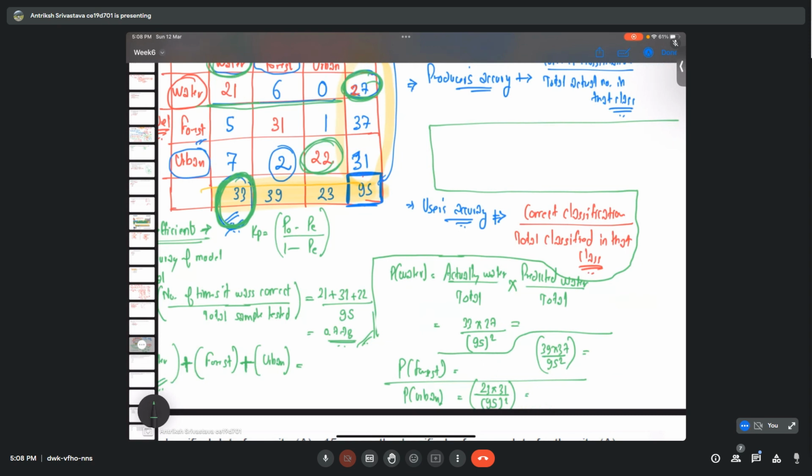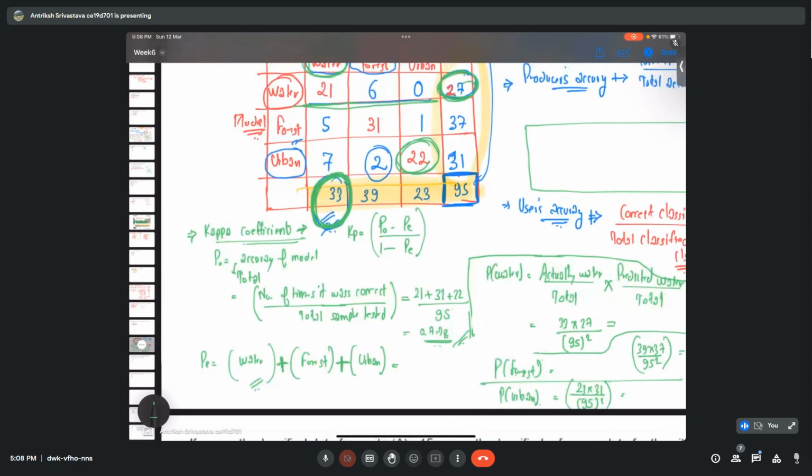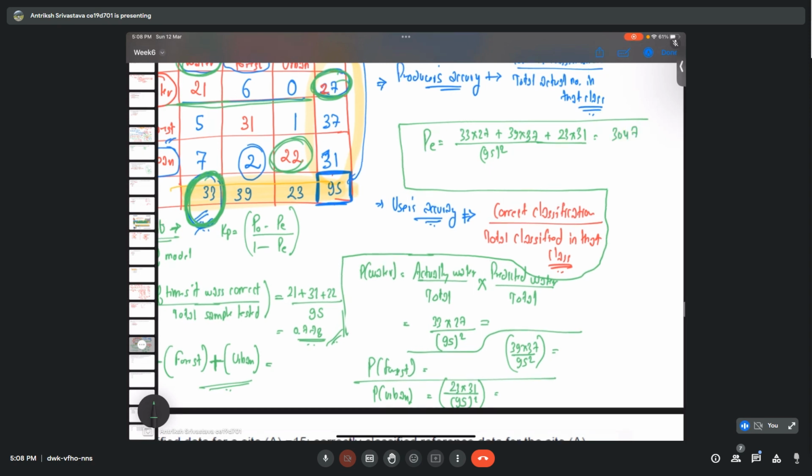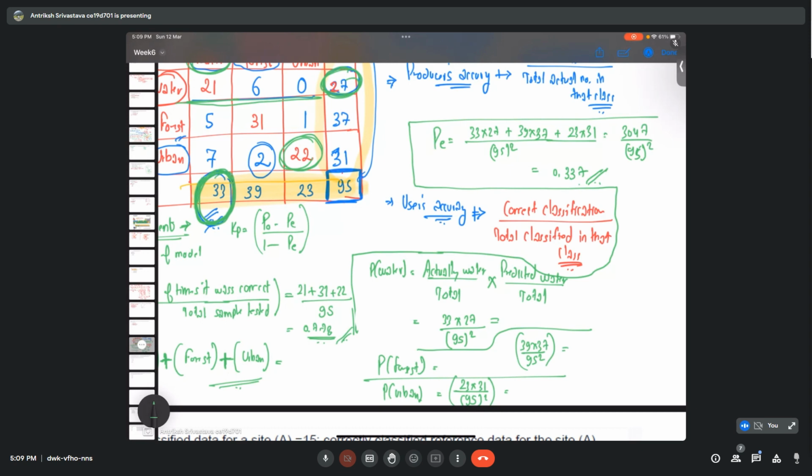So why don't we do this? Since PE is going to be the sum of these, why don't we take 95 square as common? Let me write it here. And we'll do the multiplication for only these two. No need to divide every time. Okay, so 33 into 27 plus 39 into 37 plus 23 into 31. So it is coming around 3047 divided by 95 square. The answer is 0.337. Check again. 0.337, yeah. So the probability that this model is giving the correct answer by chance comes to be 0.337.